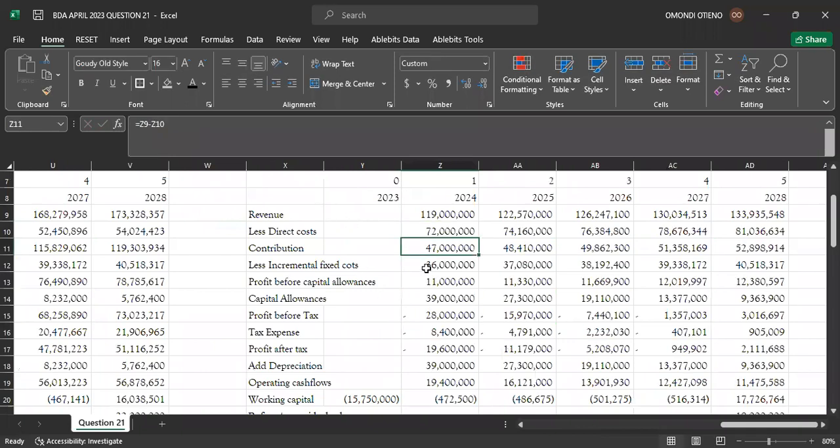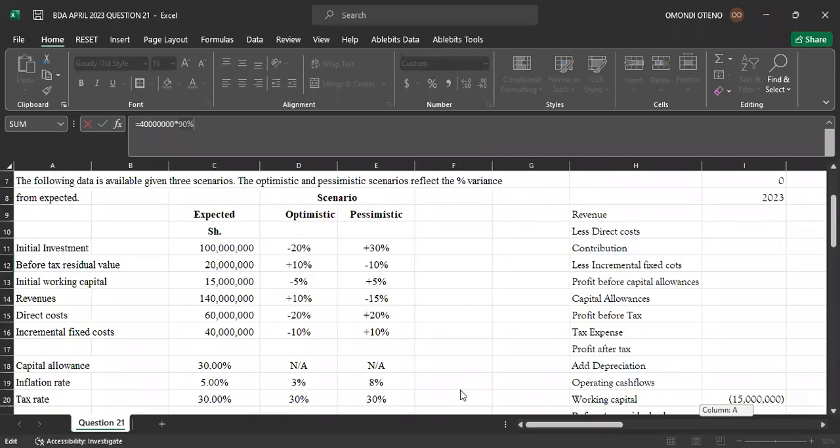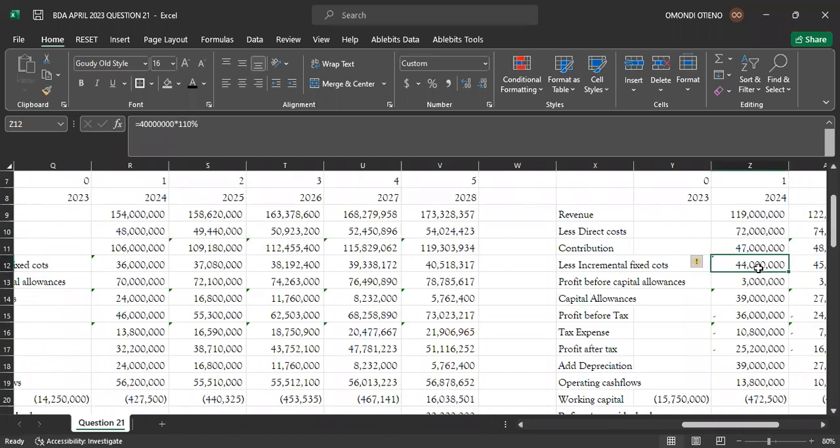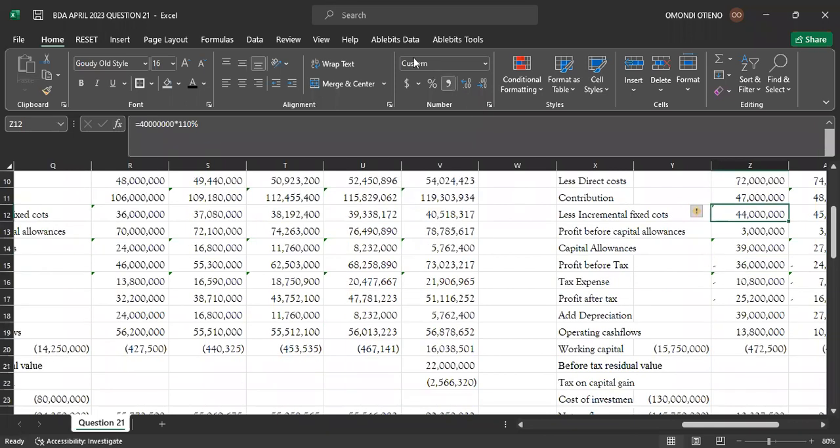120%. How about incremental fixed cost? Is it going to increase or decrease? Incremental fixed cost is going to increase by 10%. So that is 110% or 1.1. That is what we have there before we move to additional information.